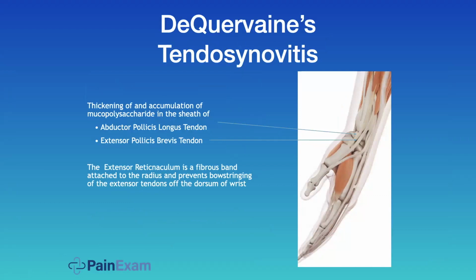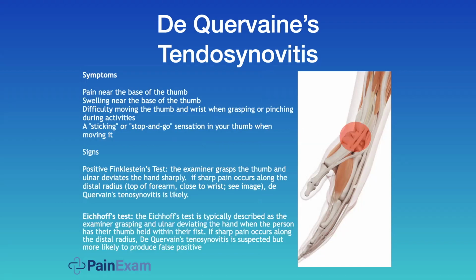De Quervain's tenosynovitis is another disease we see in the pain office. There's thickening and an accumulation of mucopolysaccharide in the sheath of the abductor pollicis longus tendon and the extensor pollicis brevis tendon. The extensor retinaculum is a fibrous band attached to the radius and prevents bowstringing of the extensor tendons off the dorsum of the wrist.